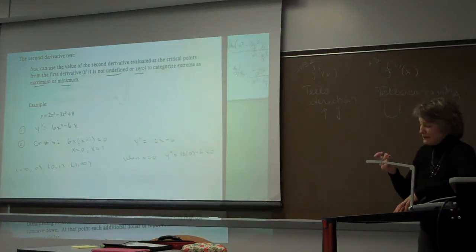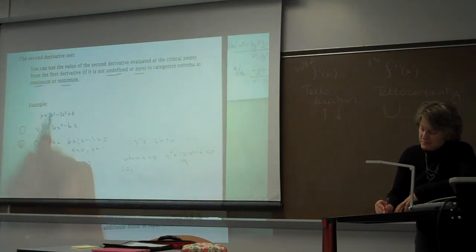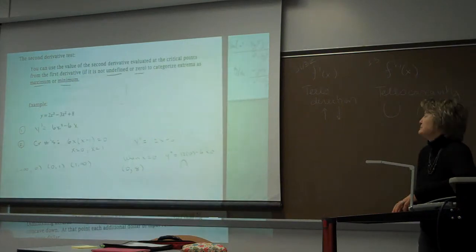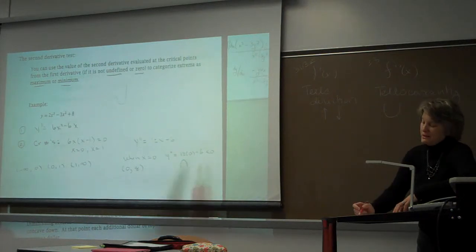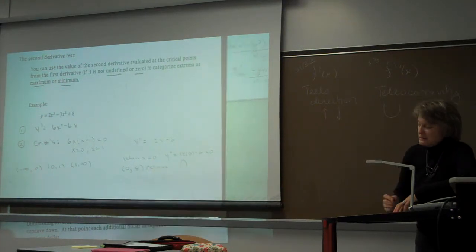My function right there is concave down. So I know that 0, and when I plug 0 back into my function, I get 8 out. (0, 8) is a what? Max or min? Yeah, because it was concave down there, it had to be a max. It couldn't have been a min. So that's a relative max.